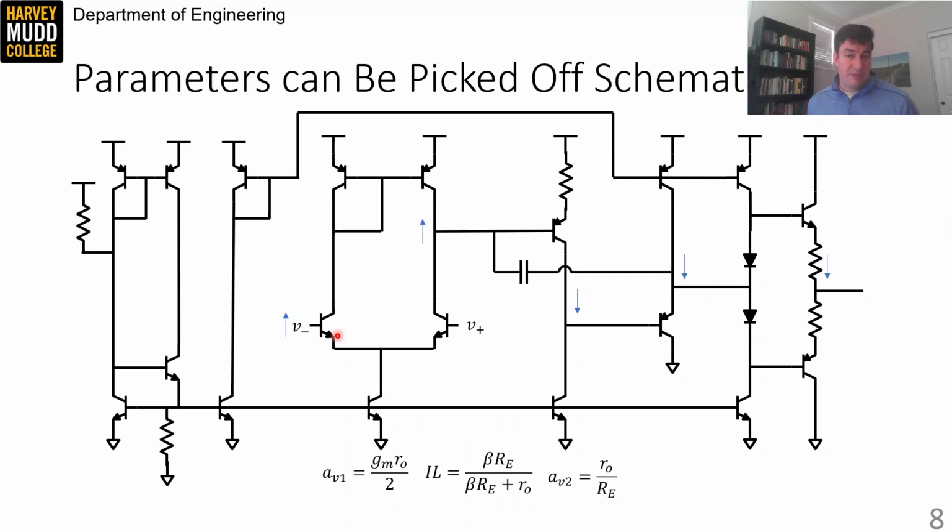The level shift and the output stage both have a gain of 1 and a fairly high input impedance, so I'm not modeling them here. Similarly, our differential input resistance is given by small signal parameters of our first stage, and it's 2r pi in this case.